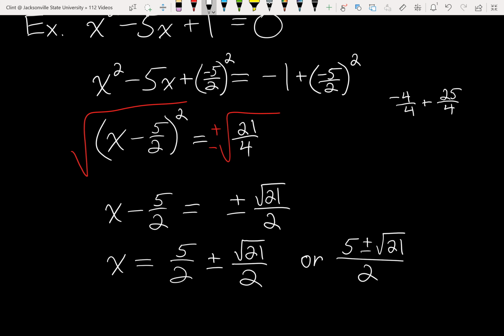Okay, so that is completing the square. You can complete the square if your leading coefficient is not a 1. I'm not going to make you worry about that, but you can check into it on YouTube if you want to.